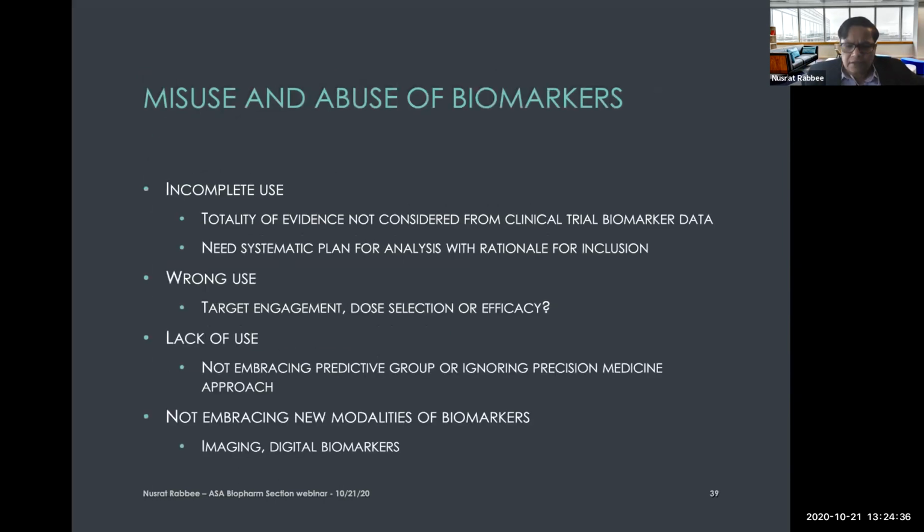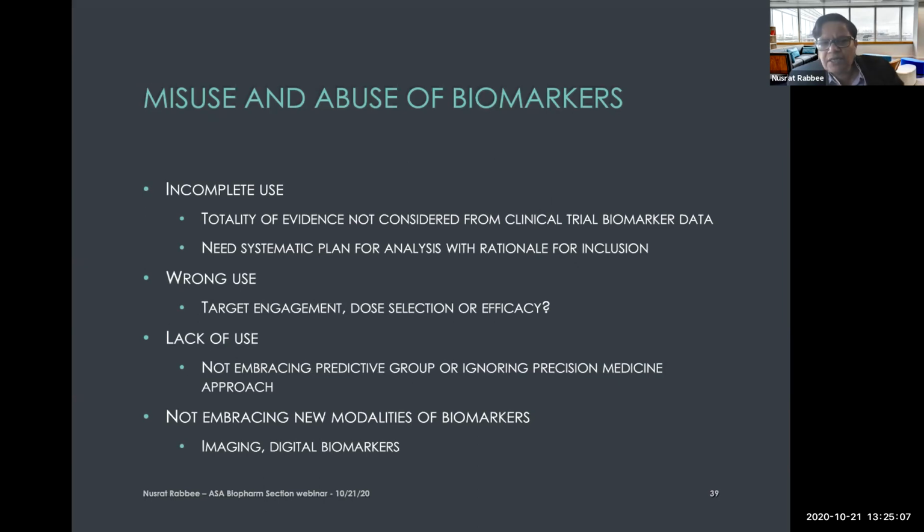And then last but not the least, misuse and abuse of biomarkers, you should be aware of. Mostly I see them as incomplete use. So the totality of the evidence of biomarker collected is often ignored in the clinical trial. We need to look at that, and we could do that by having a systematic plan ahead of time for biomarker analyses and collection.